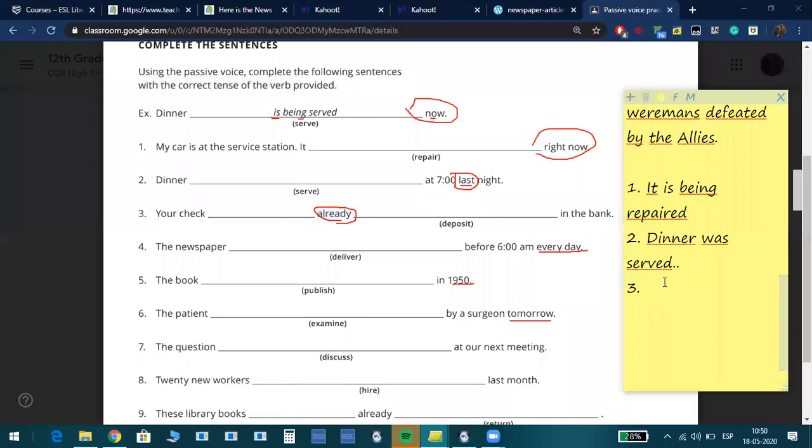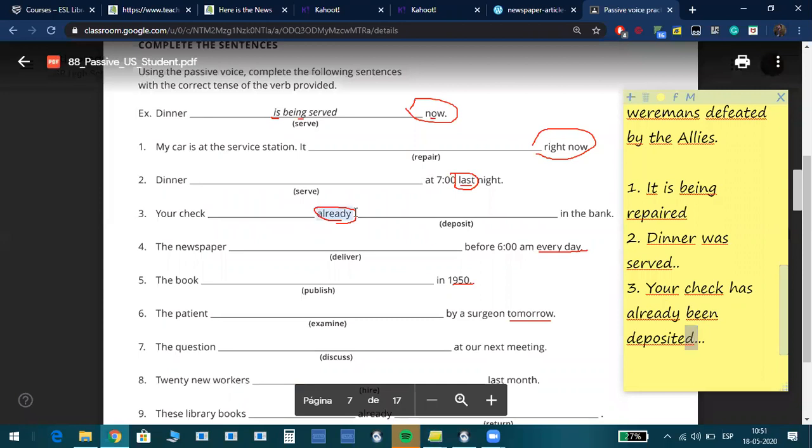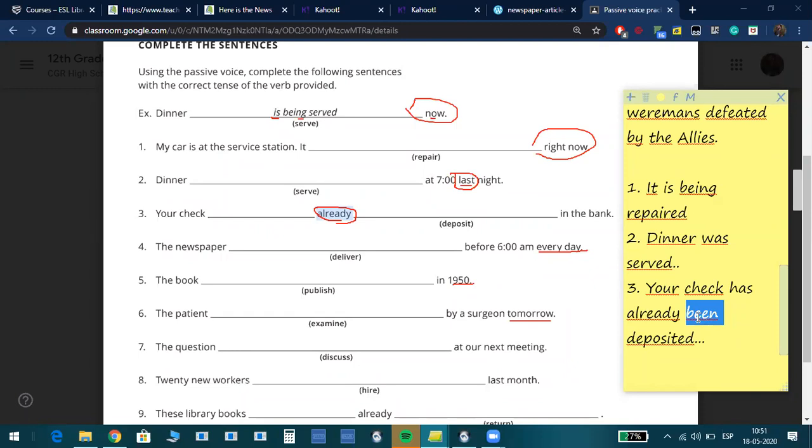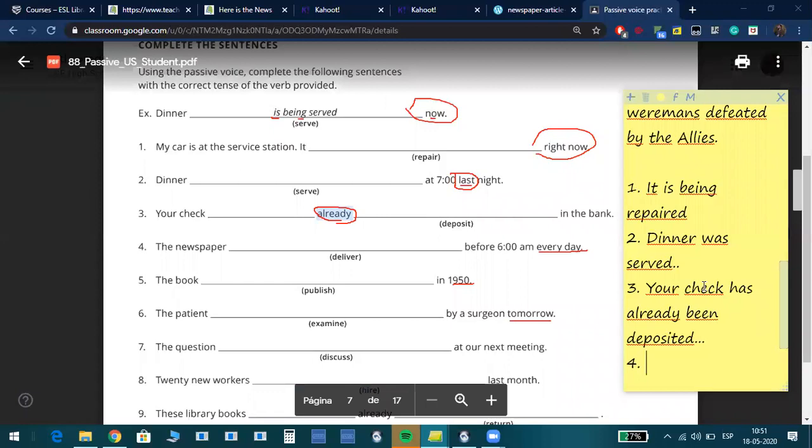Ya, Cata. Ya, yo usé has been already deposit. Your check has already been deposited. Yeah, deposited. Right. Okay, so it's the same thing like I mentioned to Constanza. This verb deposit finishes with T, so it's deposited. And your check has already been, ha sido depositado. Yes, it's correct. This is the present perfect because of the already. Present perfect is has or have, and this is passive, so we need been, and then the verb with ed, in this case, because it's a regular verb. Yeah, good.